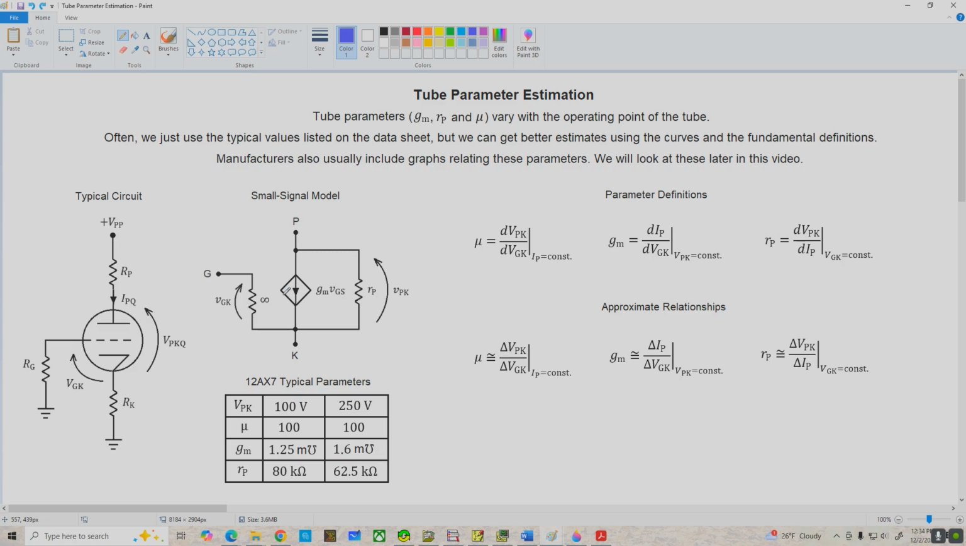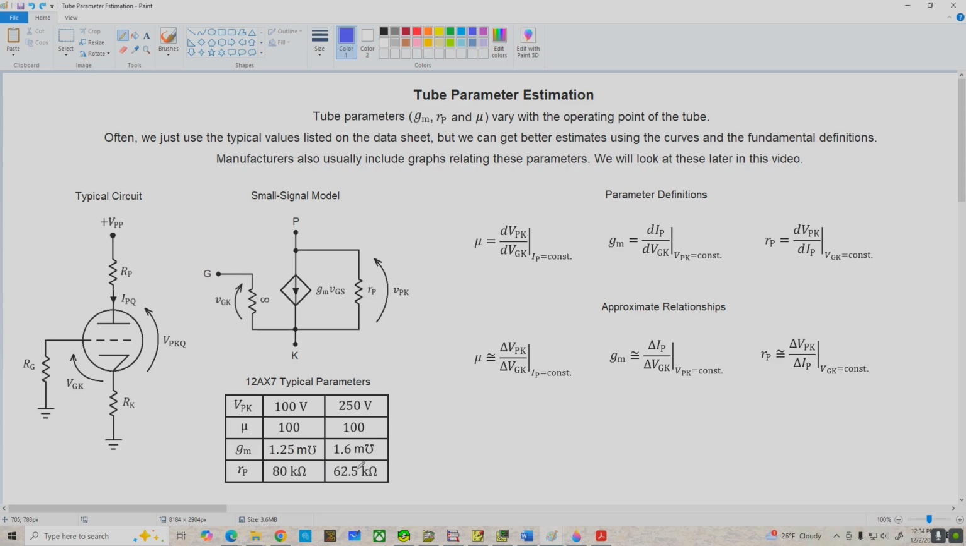Now if we decided to use, say, a 12AX7 because that's a very popular tube, if we check its data sheet, we'll find that we're given average values for mu, transconductance, and little rp for two different plate to cathode voltages, 100 volts and 250 volts. Notice that mu doesn't change over this range of voltages, but transconductance and little rp do.